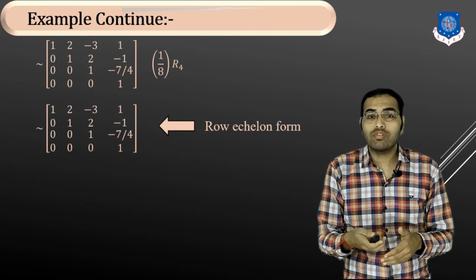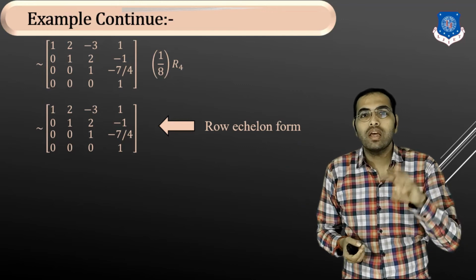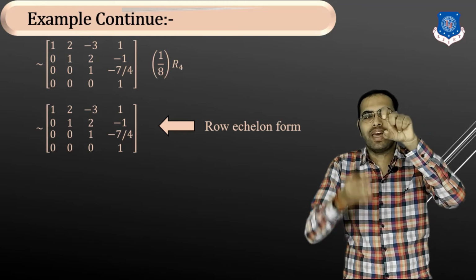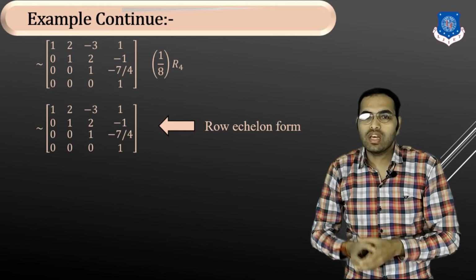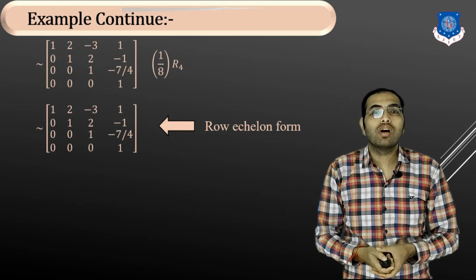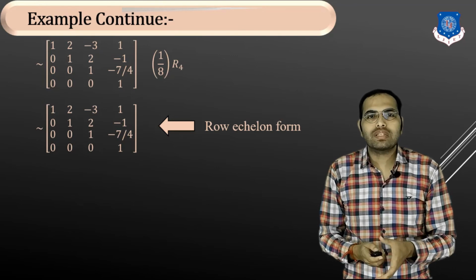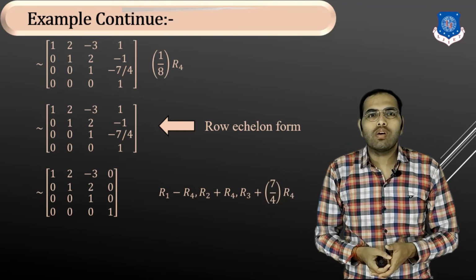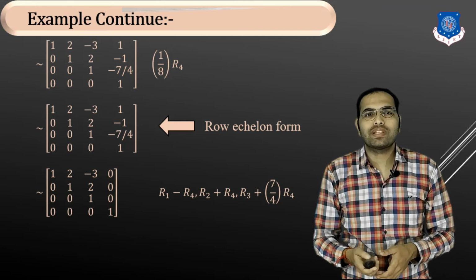Now, converting the row echelon form to reduced row echelon form: the first three conditions are the same for row echelon and reduced row echelon. But the fourth condition is that every column with a leading 1 has all remaining entries 0. Start with the fourth column. In the fourth column, making the other elements 0 with the row operations R1 minus R4, R2 plus R4, R3 plus 7 by 4 R4, it will give you 1, 2, minus 3, 0, 0, 1, 2, 0, 0, 0, 1, 0 and 0, 0, 0, 1.